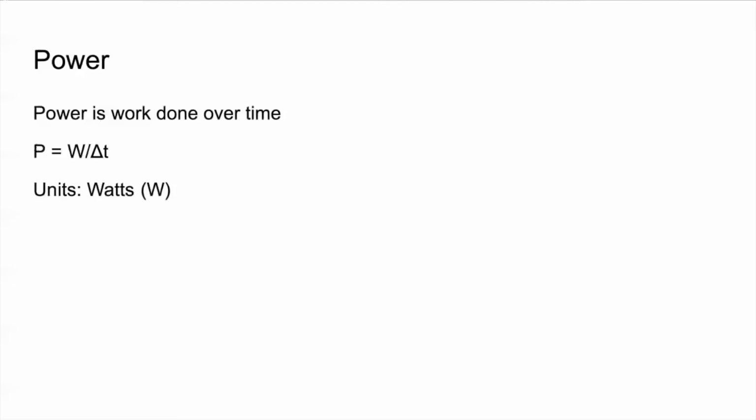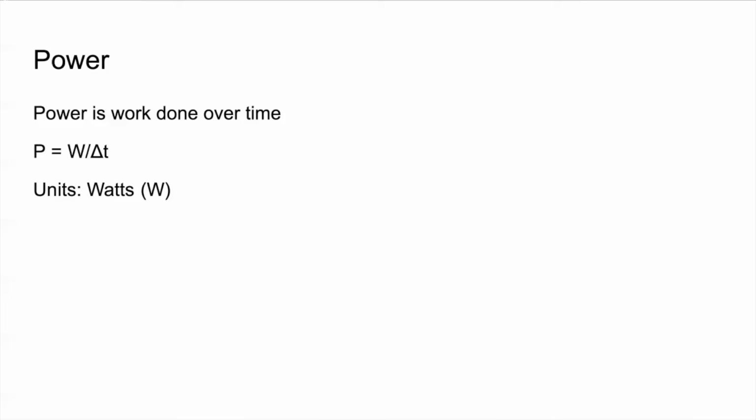Now we're getting into power, which is work done over time. The formula for power is work over delta T. The units is watts. And be careful because W represents both work and watts. So you need to make sure whenever you see it, you know which one it's supposed to represent. Usually, if W is placed after a number and there's a space between the number and W, it represents watts.